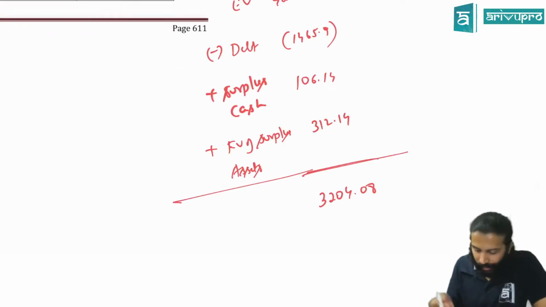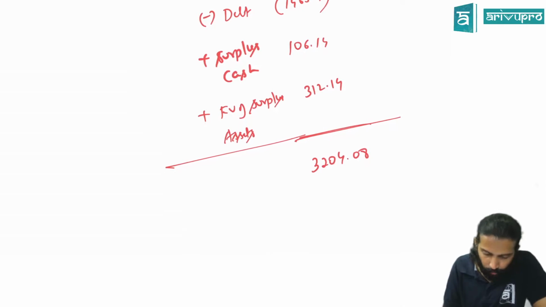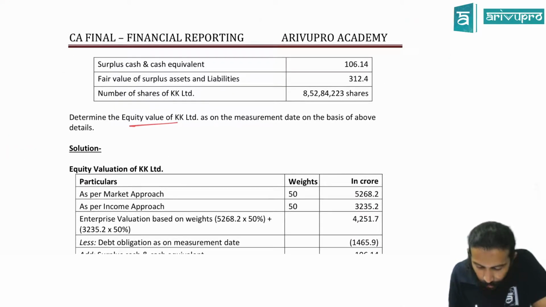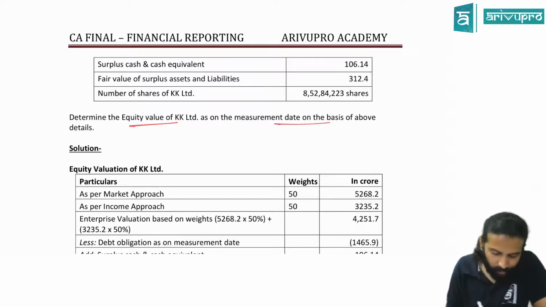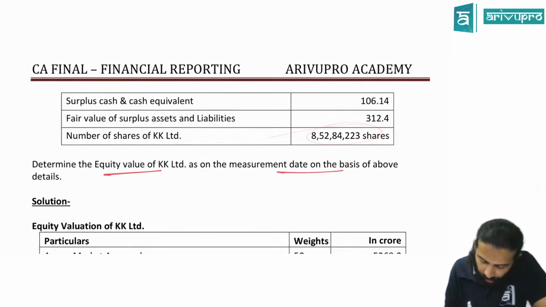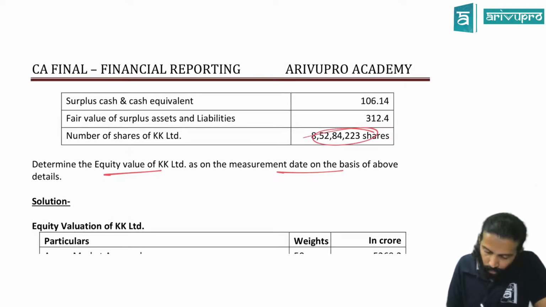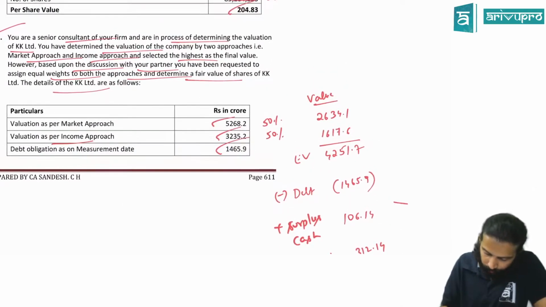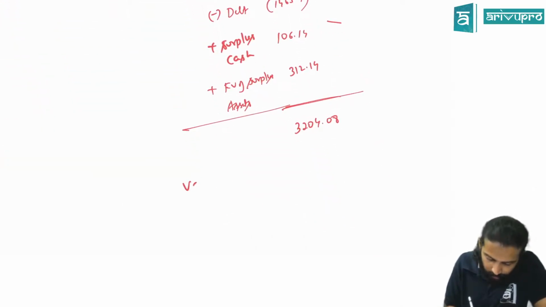For all of the equity shares, correct? You have to find out, in fact, what did they ask? Determine the equity share value of KK Limited as on the measurement date. So they're asking for the value of one equity share. And they told the number of equity shares is 8,52,84,223. All the numbers were in crores only, so you have to divide by the number of shares.